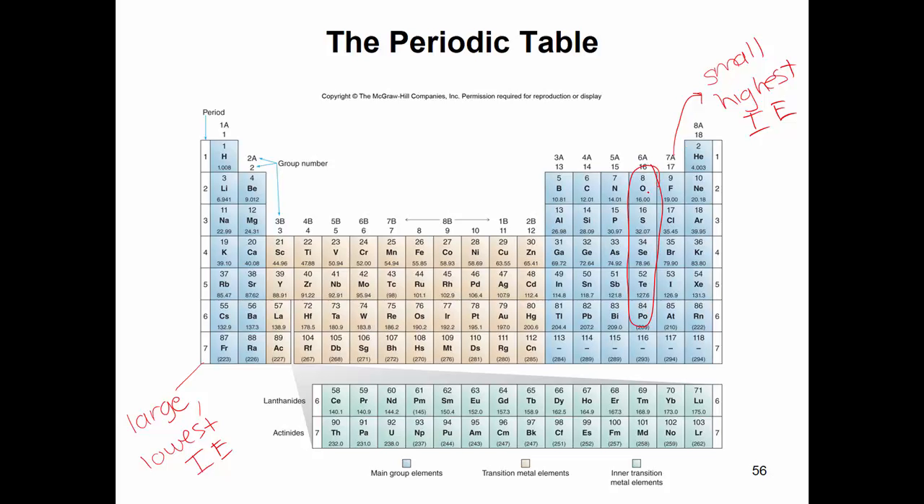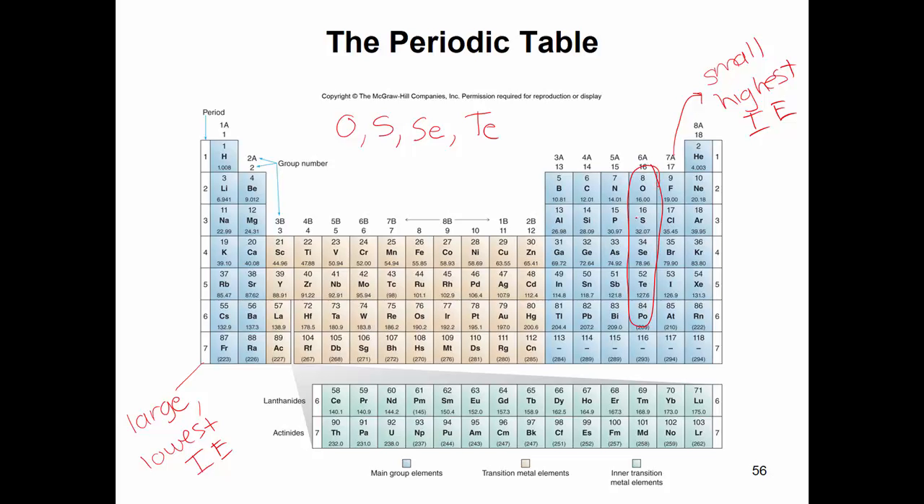If we go from top to bottom, remember our atom has more and more energy levels, so it gets larger and larger. So oxygen would be the smallest, then sulfur, last would be tellurium. The next one we had phosphorus, sulfur, chlorine, silicon.